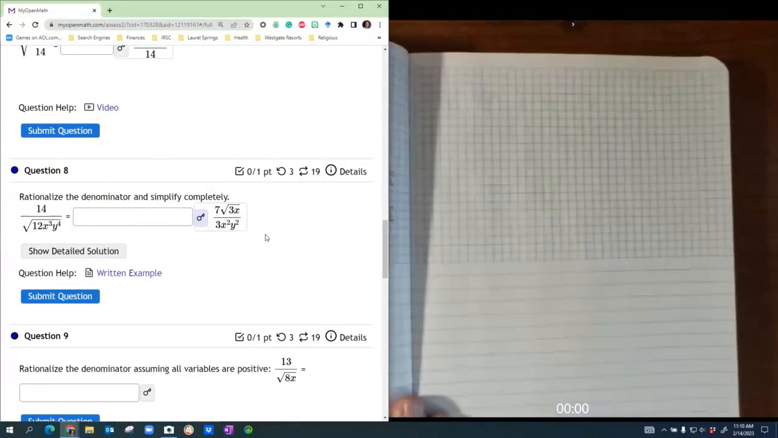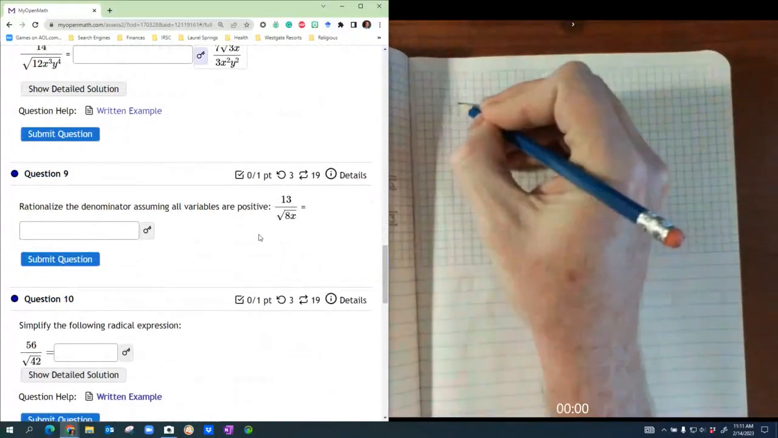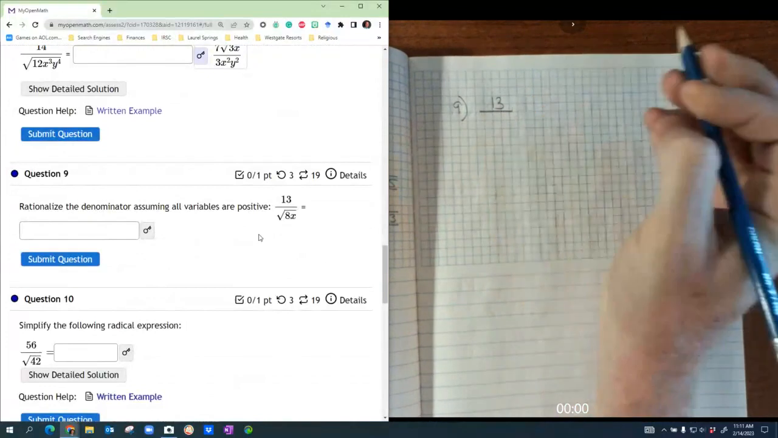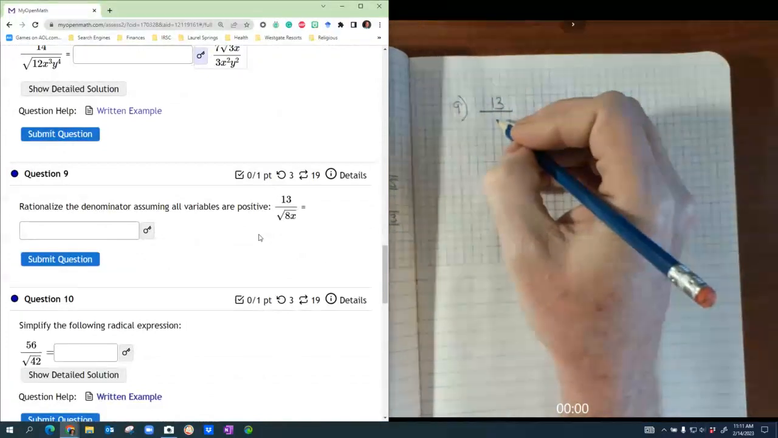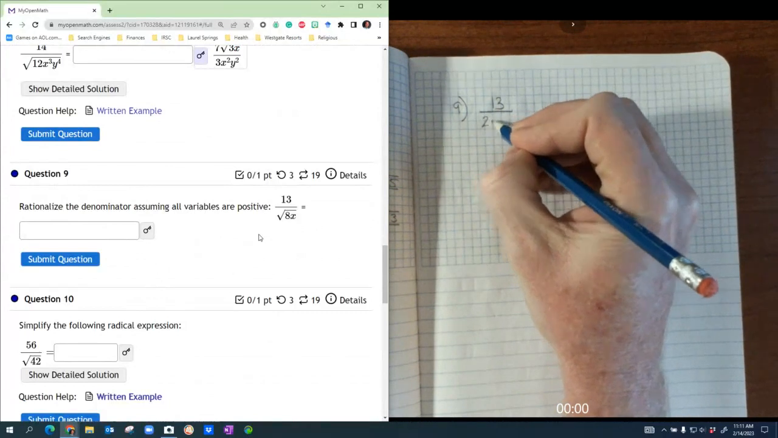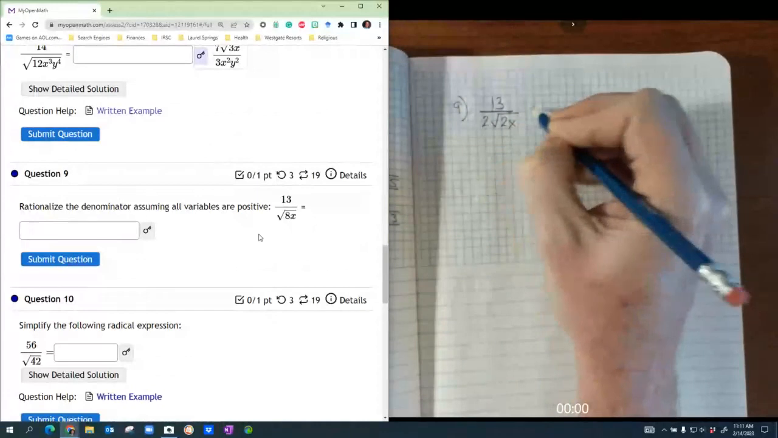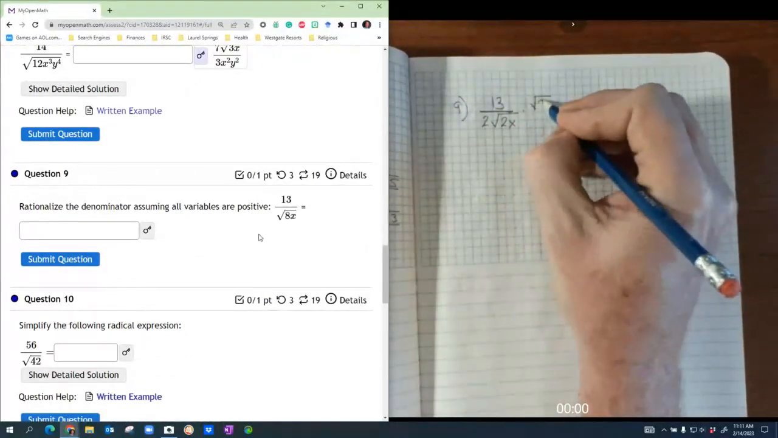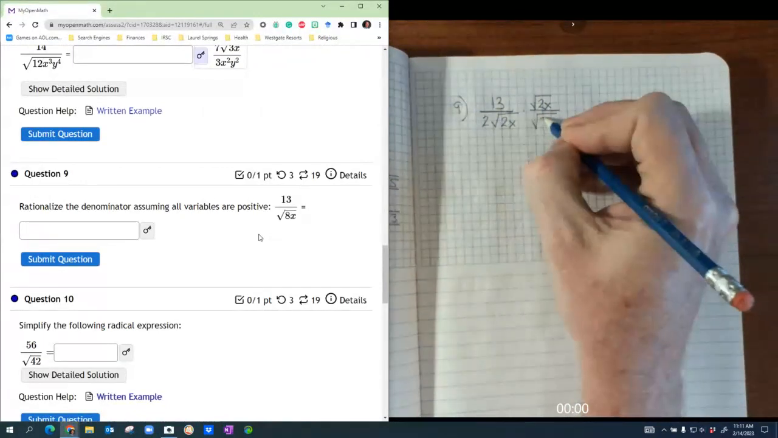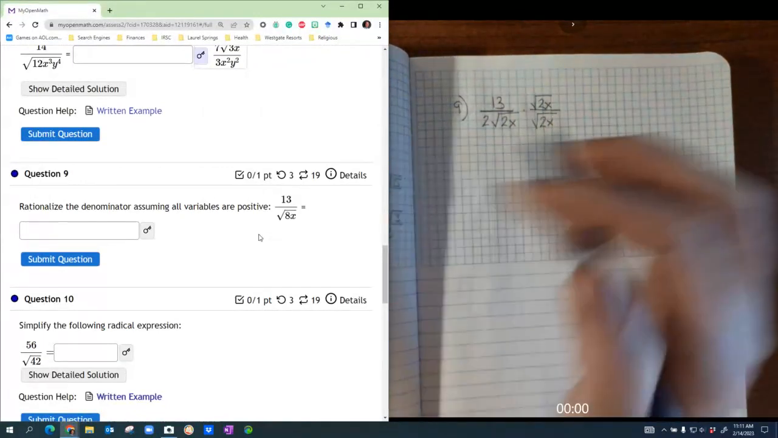All right, let's take a look at number 9, the same idea. So number 9. We take 13, leave it alone for a second. We have 8. 8 is 4 times 2. So we're going to take 4 out as 2, and then move 2 inside. And then we have an x. So we're going to multiply both top and bottom by radical 2x rather than by 8x, okay?